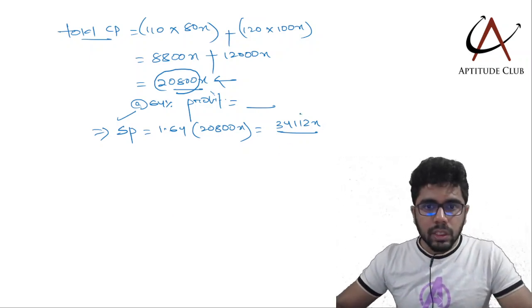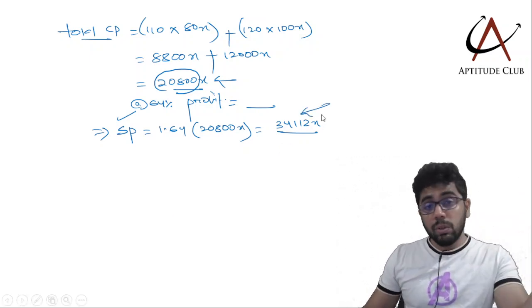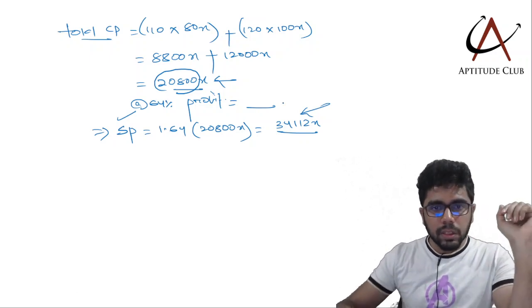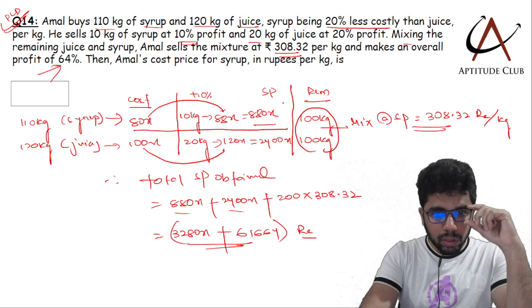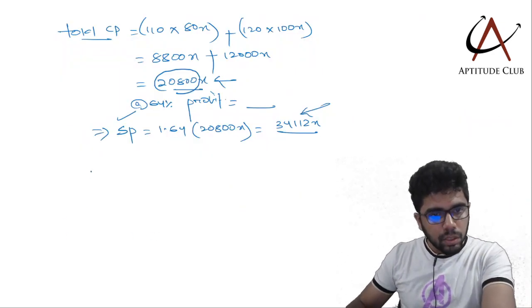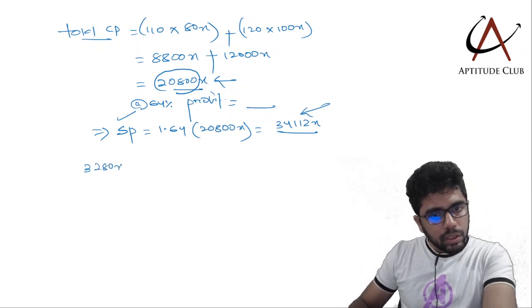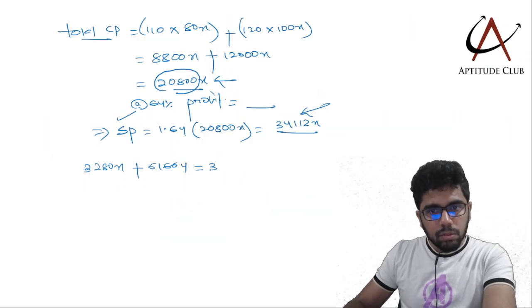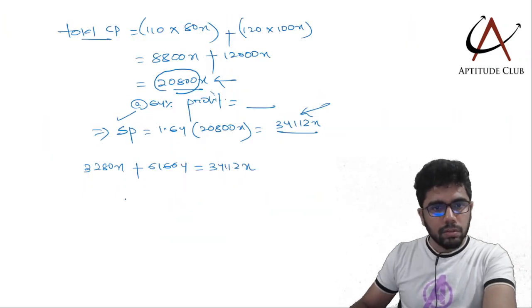So this is the total selling price. If I look from the cost side, cost plus profit, this gives me the total selling price. I have also received the total selling price on this part. So we just have to equate both. 3280x plus 61664. This is equal to 34112x. So we have to solve this and find x. If you solve, you'll get x as 2.